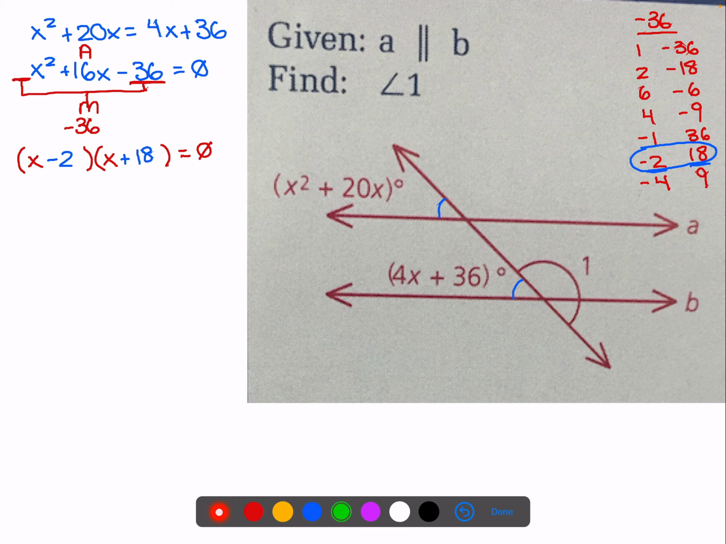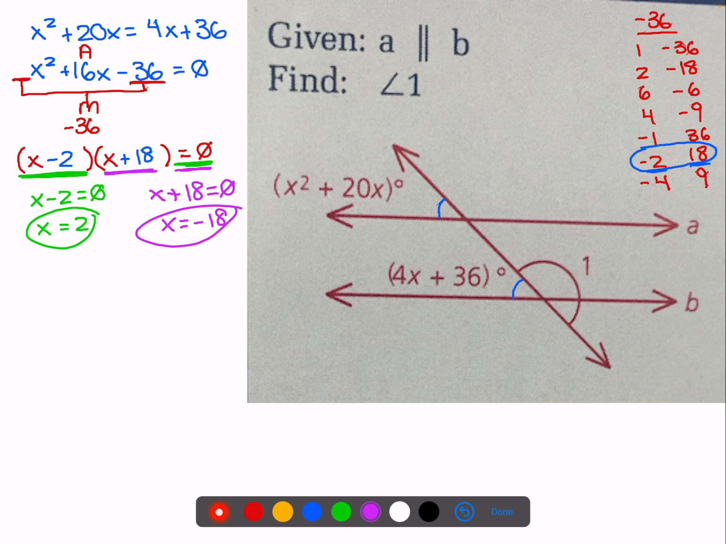At this point, we want to give an equation to both of these. If it has its own parentheses, it gets its own equation. So I have x minus 2 equals 0, and I also have x plus 18 equals 0. Solving for both of these, we get x is equal to positive 2 and x is equal to negative 18. So these are two of our values of x. Now we have to determine what's going to happen if we plug in these numbers. What happens if I plug negative 18 in for x in this angle?